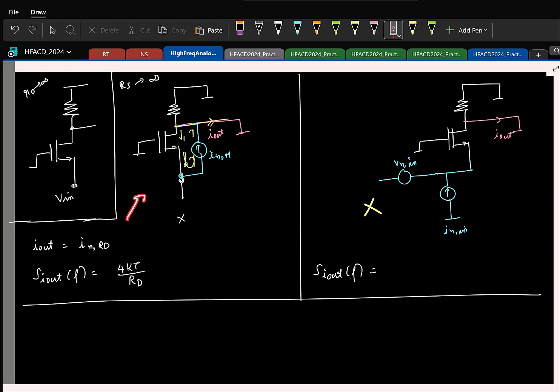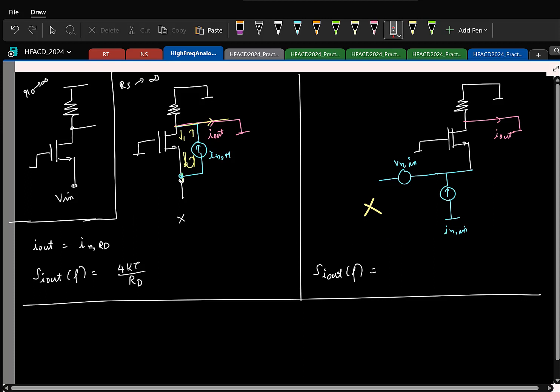So we have found it here, so let's do the same thing in this model also. If this is IN in, what is the output current? Same thing. Again, common gate, what do you use common gate for usually? Current buffer. So input current will be buffered at the output. So SI out of F will be SIN in of F times 1 square. So the transfer function is 1. So what is the input referred noise current spectral density? It's the same thing as you computed earlier. That's all.